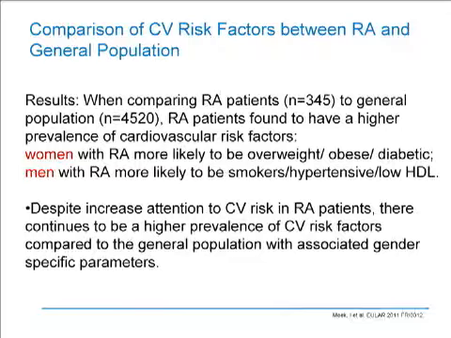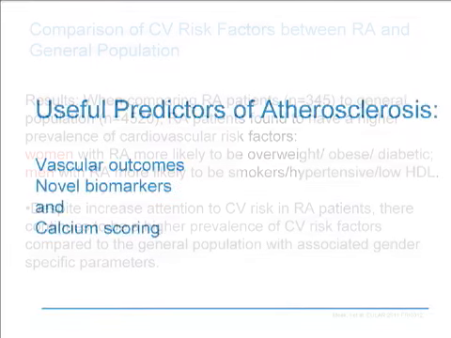They dug deeper into this and even reported that women with RA were more likely to be overweight, obese, and diabetic, while men with RA were more likely to be smokers, hypertensive, and have a low HDL profile. So despite this increasing attention to cardiovascular risk in RA patients, there continues to be a higher prevalence of cardiovascular risk factors compared to the general population, and this was also specific to gender-specific parameters.